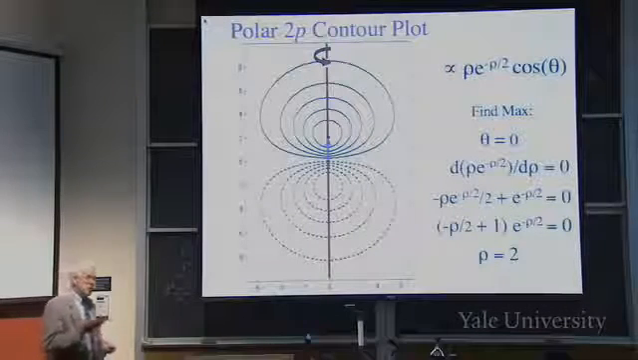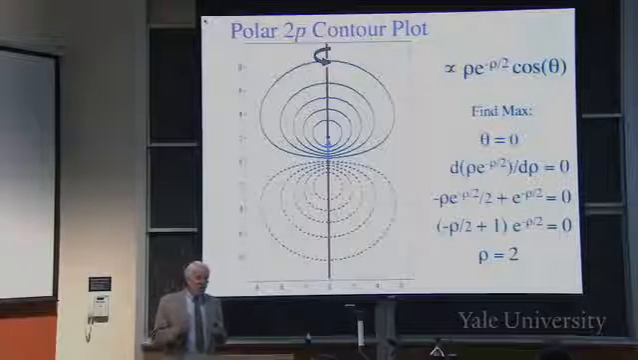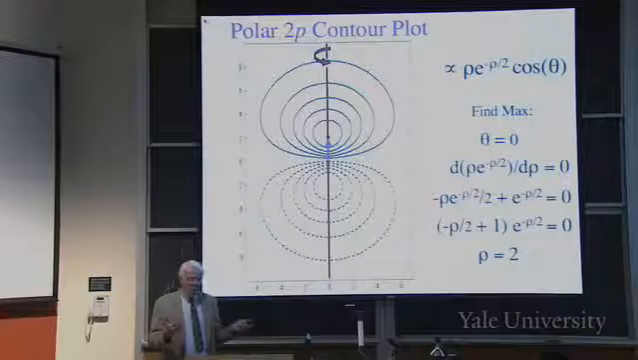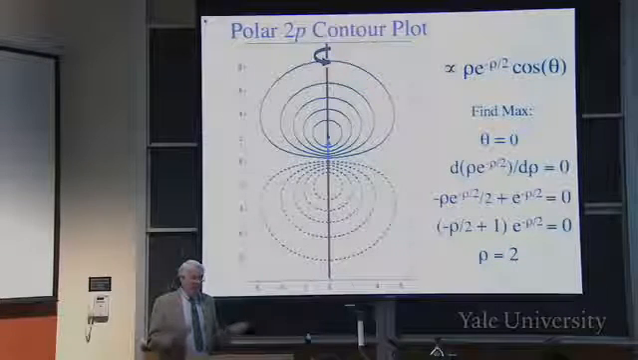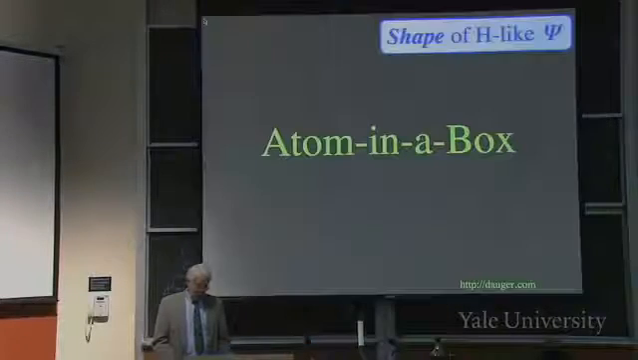And if we put the constants in, we could find the true probability density anywhere, right? Just plug in theta, plug in rho, and square it, multiply it by the constant. That's the electron density at the point you're talking about.